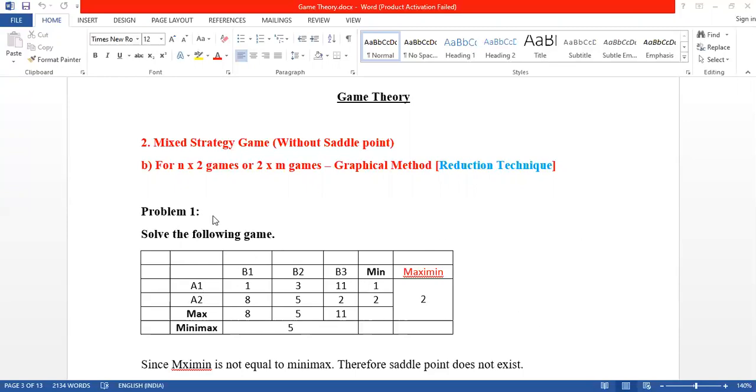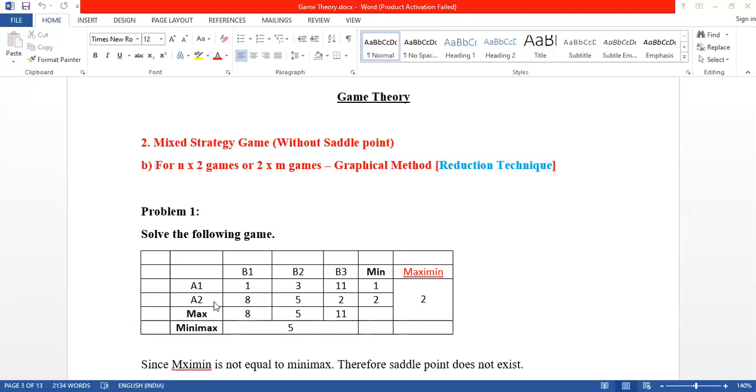So we have been given a problem: solve the following game. See, A has two strategies and B has three strategies, right? So let us go by the rule. First, for every game theory problem, we need to check whether a saddle point exists or not. So for each row, we take the row minimum. For A1, it is 1. For A2, it is 2, right? Now, out of these minimums, we take the maximum, that is the maximin.